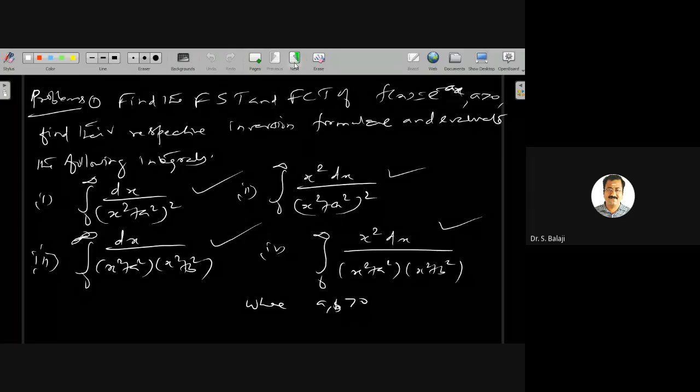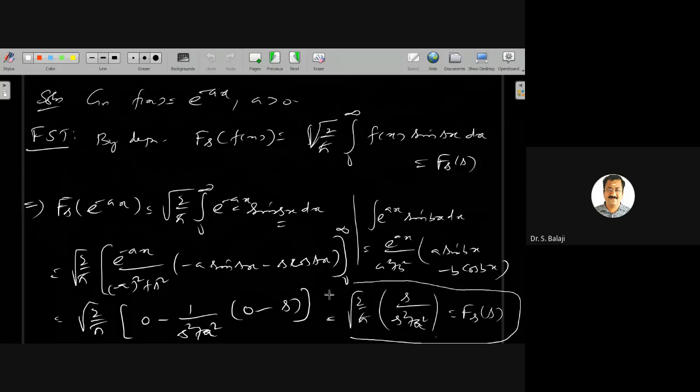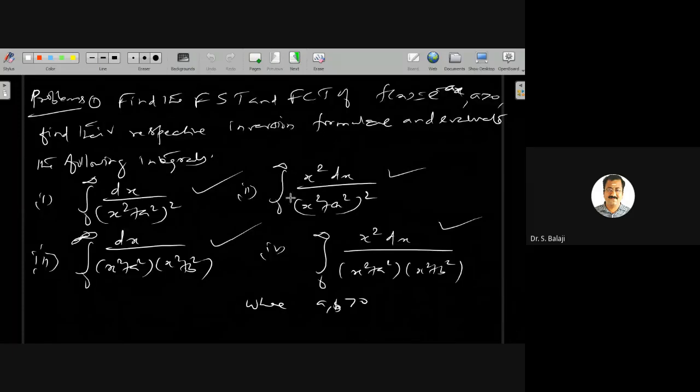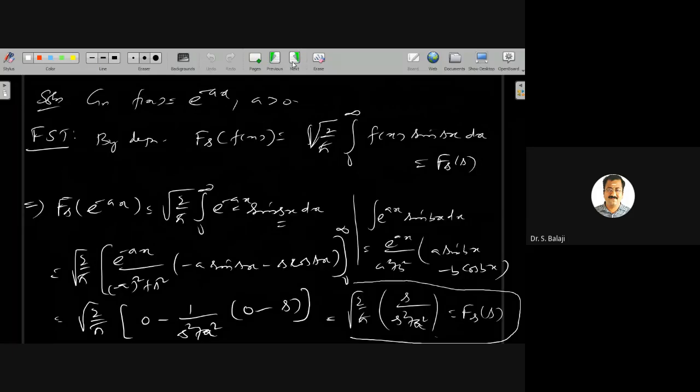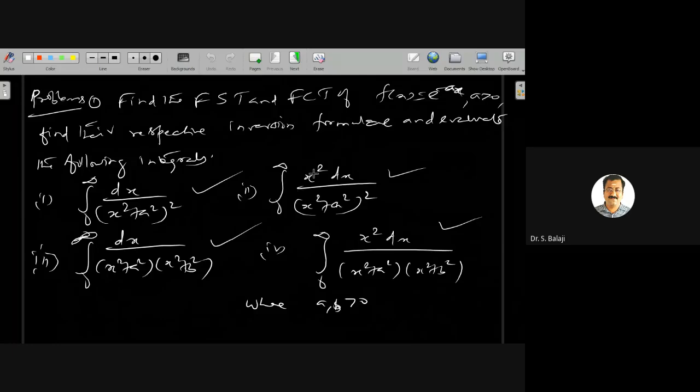For squaring fs of s, what type of property can you use? Can anyone have the idea? Squaring fs of s, inside the integration, we can use Parseval's identity here. Parseval's identity of fs of s square gives the second integral, this integral.